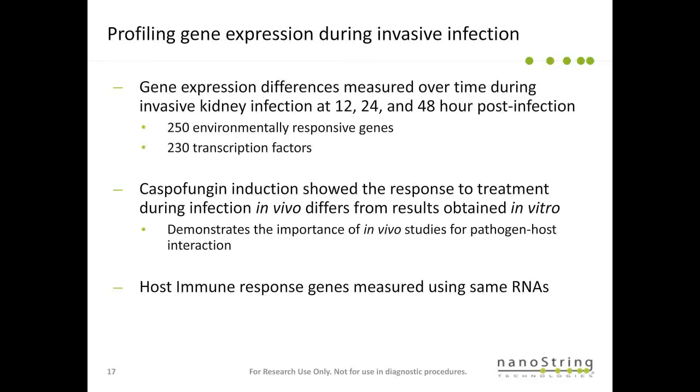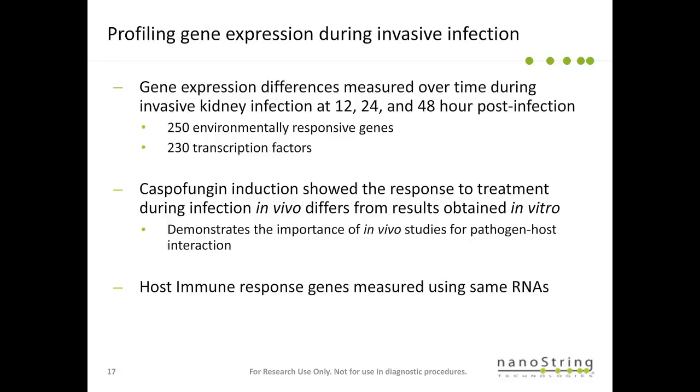Now, some experimental setup for the study. We use a mouse model. We inoculated the mouse by tail vein with Candida albicans, and that is called time 0. Then at 12, 24, and 48 hours post-infection, we would sacrifice the mouse and take the tissue out. The tissue here is the kidney, because the kidney is the main target organ for a Candida albicans infection.